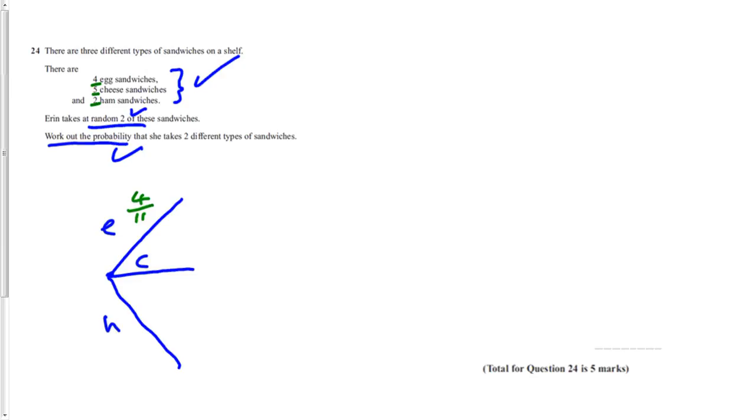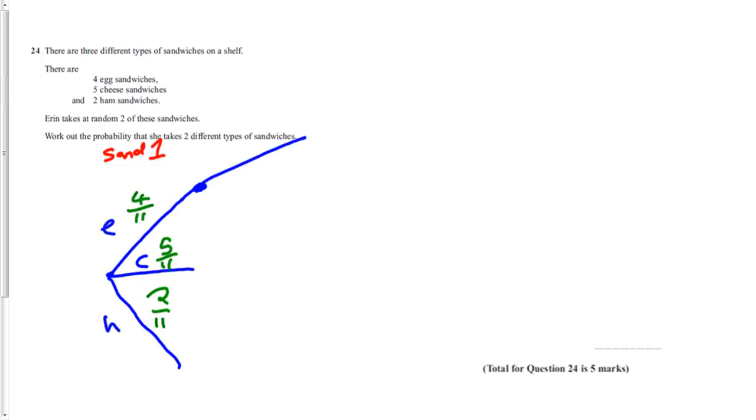The probability that she takes a cheese sandwich is 5 out of 11, because there are 5 cheese sandwiches out of 11 in total. And there are 2 ham sandwiches. Right here, this is sandwich 1. Okay, so we've then taken our first sandwich. If we've taken an egg sandwich first, we've still got some egg sandwiches left because there were 4 to begin with. So if she takes out a second sandwich, she can still take an egg sandwich, a cheese sandwich, or a ham sandwich.